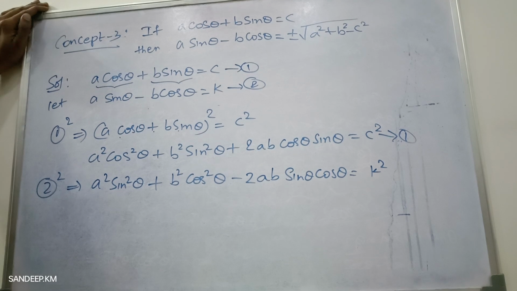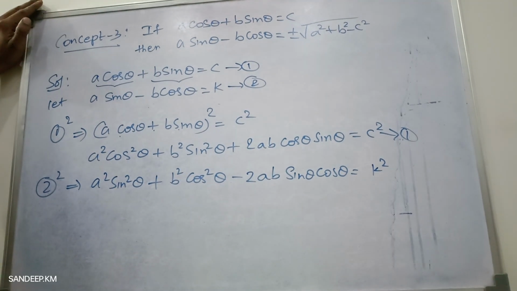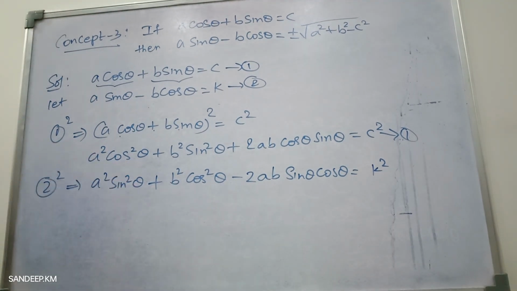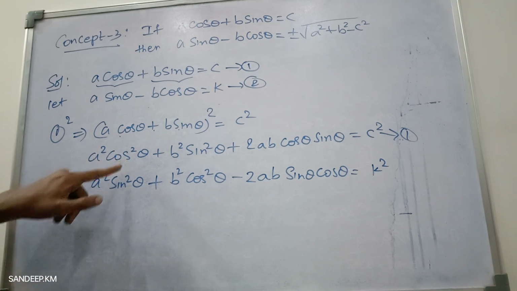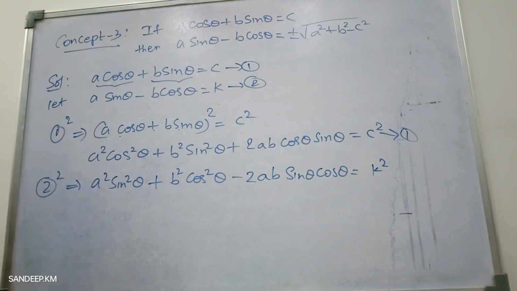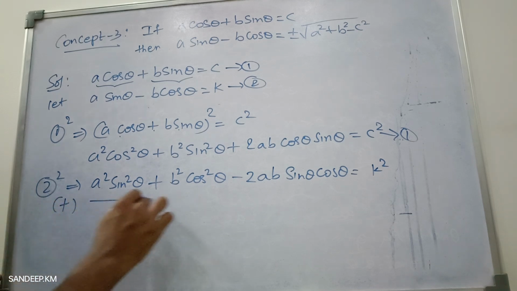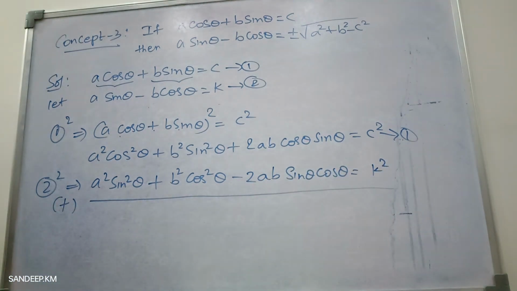So what am I going to do with these two equations? Listen carefully. What am I going to do with these two equations, dear students? If I want to use the identity cos square theta plus sin square theta is equal to 1, I should add these two equations. Let me add these two equations.